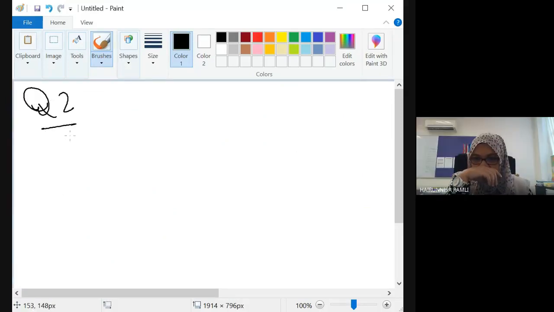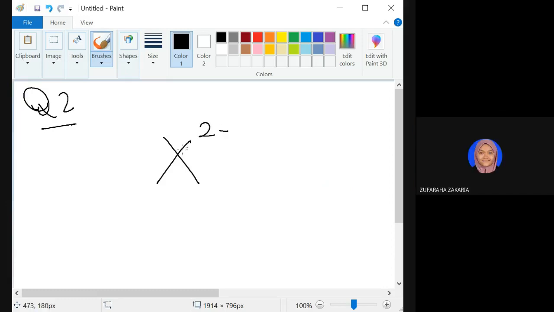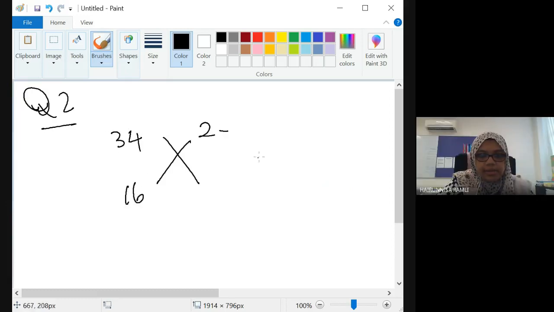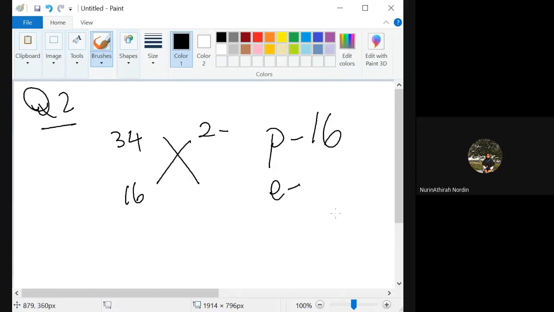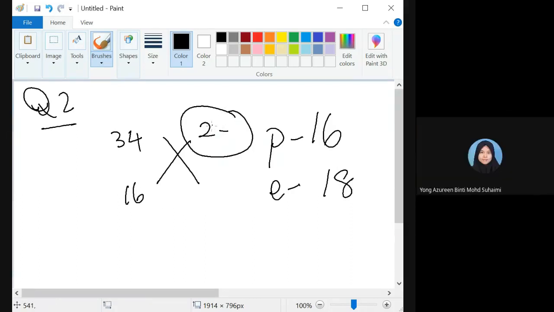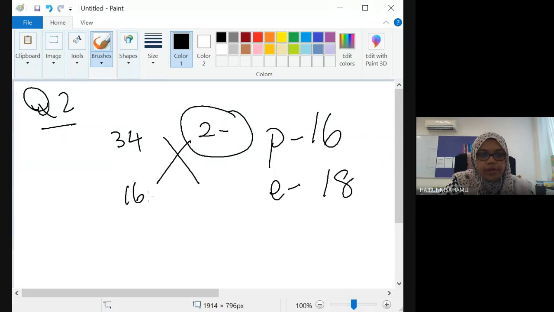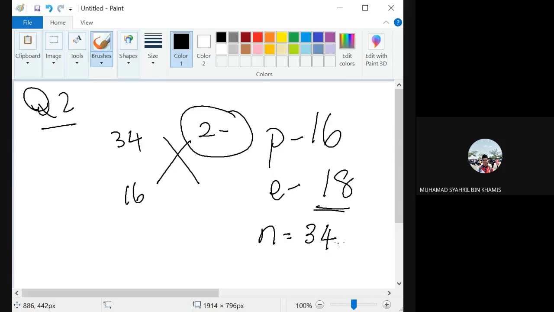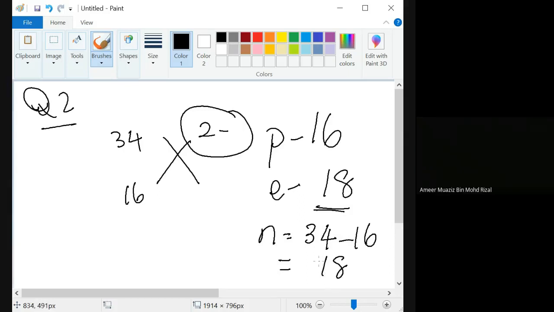Question 2. Complete the table below. X is not the actual symbol of the element. So we have X 2 minus, 34 and 16. Again, what is the proton number? 16. Electron? 18. How do we calculate it? 16 plus 2, because it has extra electrons here. It's an anion, right? So negative 2, so you have to add to the proton number. That's why the value is 18. So neutron is equal to 34 minus 16, which equals 18.